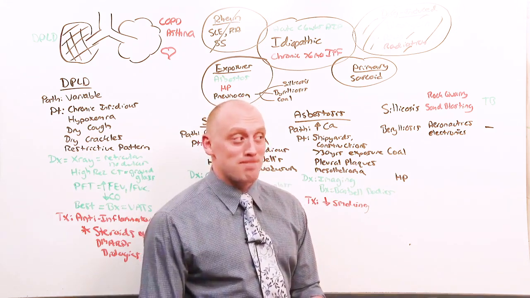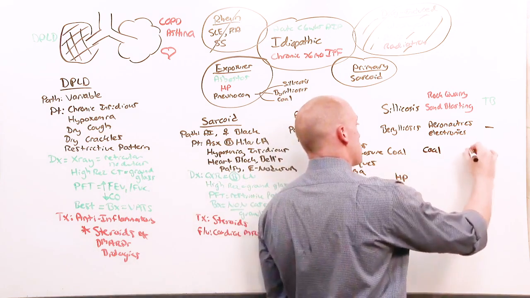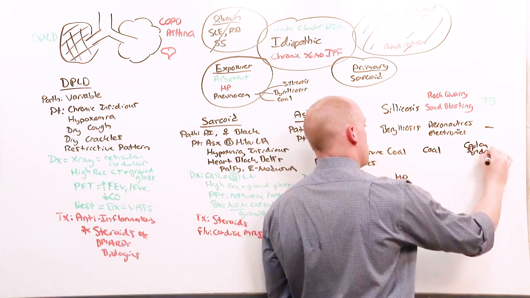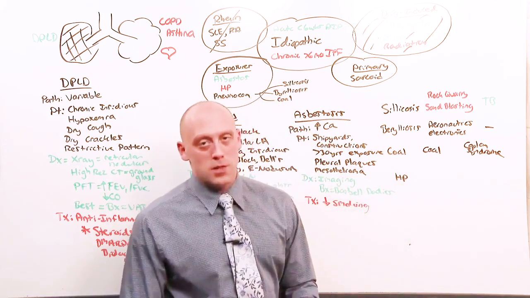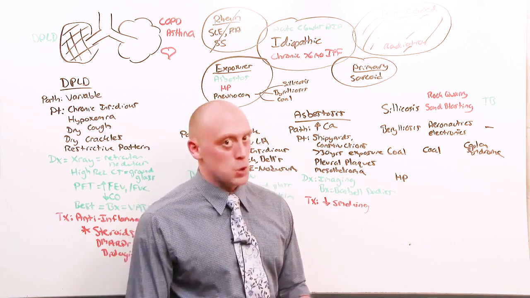Coal miner's lung is pretty obvious, you have to be a coal miner. What you're looking for is Caplan syndrome. And so if you have arthralgias and pulmonary fibrosis, get the rheumatoid factor or an anti-CCP and look for rheumatoid arthritis. Super, super low yield.